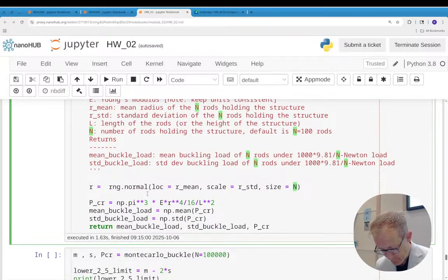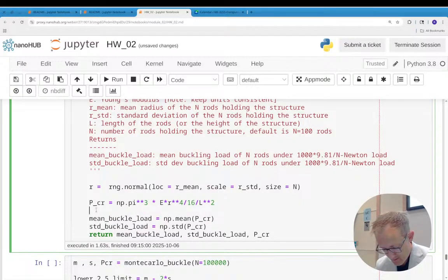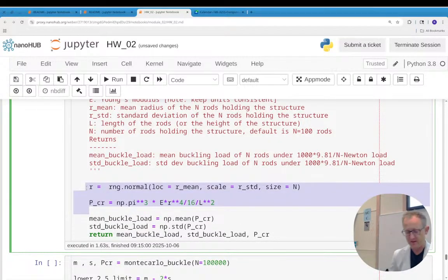All right, so I have everything kind of built in. And for the most part, this is the Monte Carlo simulation. Make random radii, calculate buckling loads. That's it. That is a Monte Carlo simulation. You're done. You're an expert.